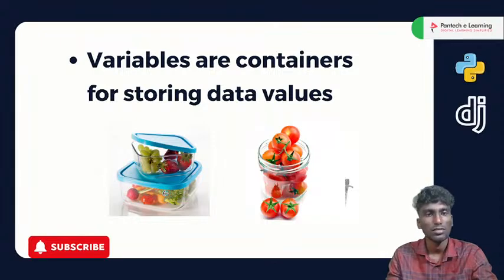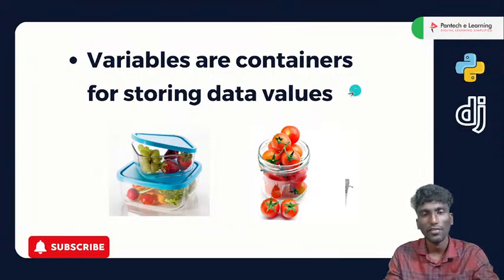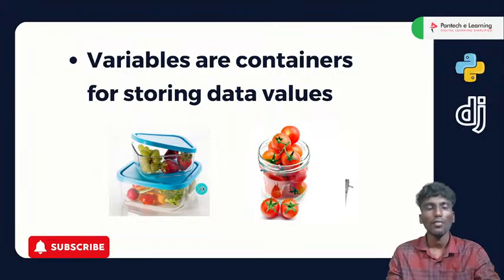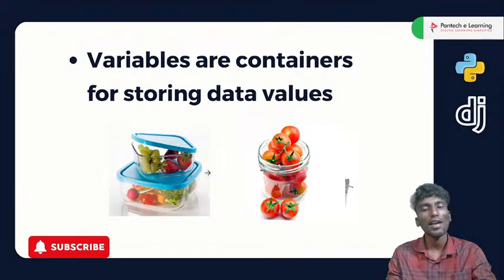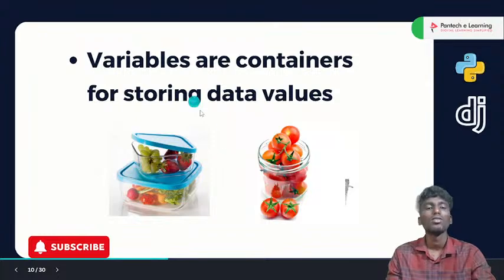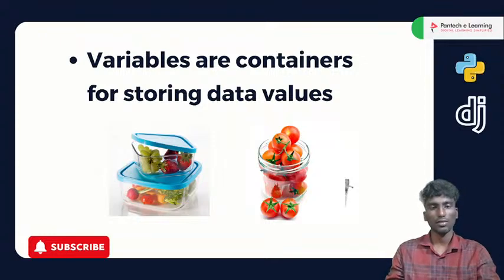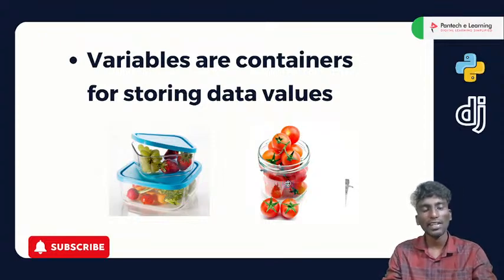Think of storing vegetables and fruits in separate boxes. We need separate containers: you store the vegetables in one container and the fruits in another container. So basically, a variable is a storing container. We will try this in a practical way. Before that, we need to install some software.